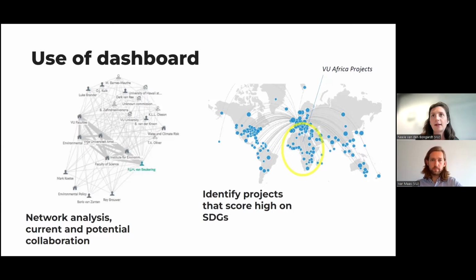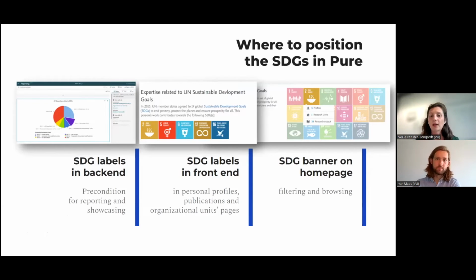And in the next slide, we see how you can integrate this tool into Pure. So Pure now offers the opportunity to show SDG labels on researchers' personal profiles, but also on the profiles of organizational units. So that's one way of making them visible in the front end. You can also just use them in the back end for reporting and monitoring. That's of course a precondition to move it to the front end. And another option is to also show an overview of all SDGs on the homepage of your university in Pure. So at the start screen of the entire institution, you would have an overview of all SDGs, and you can again click on them and find out who's working on this.